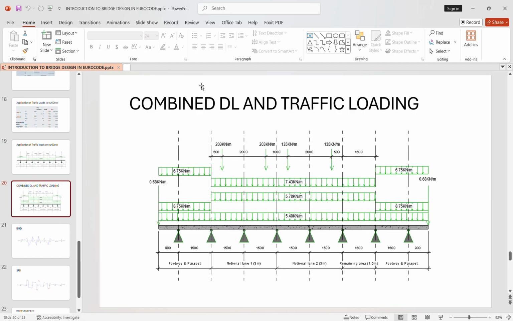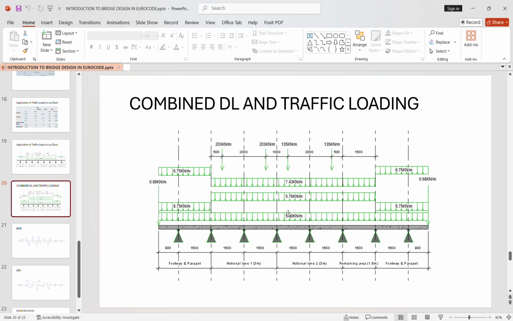So I combined this loading to look like this for easier analysis, since I do not want to do the dead load analysis on another, separately from the traffic load analysis. So I just combined it into just one drawing where I shall be using it to do my analysis.